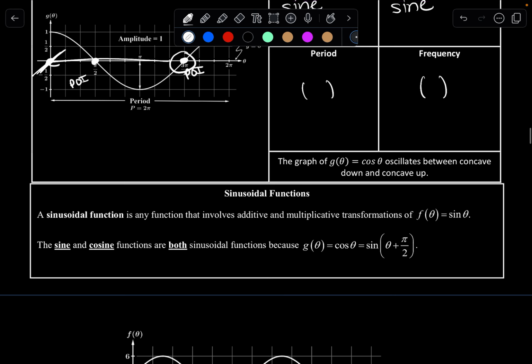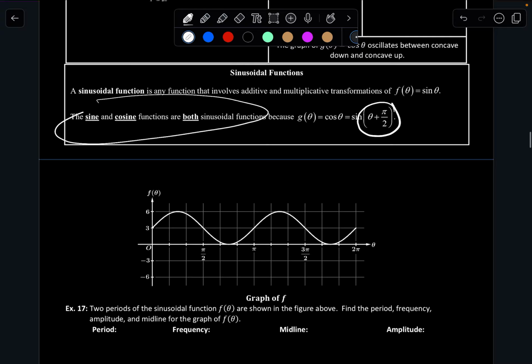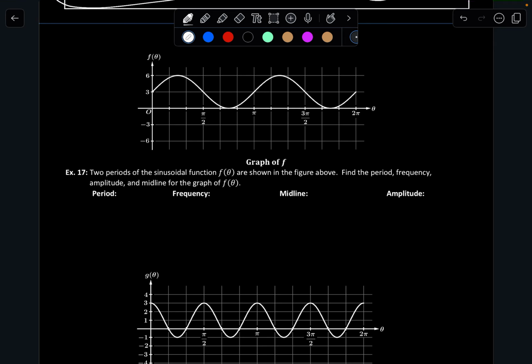And then at the bottom, it just shows how cosine is sine. It's just shifted over pi over 2 to the left. Okay, so sine and cosine are both sinusoidal functions. All right, so example 17.